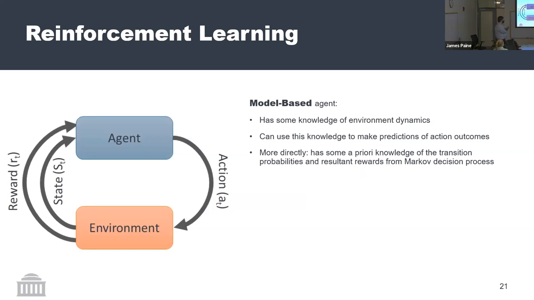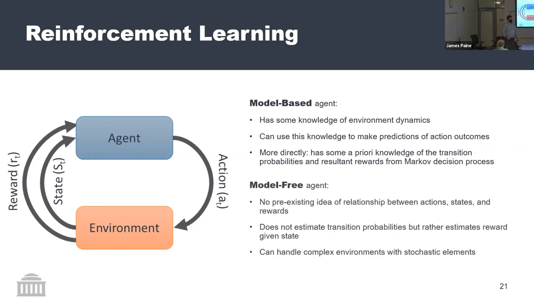Additionally, the model-based agent. When I talk about the idea of model versus model-free, these slides I think still apply, but I think now I need to go back and revisit some of my framing around the earlier parts. The model-based agent has some knowledge of its environmental dynamics. It might have some ability to predict the outcome based upon the action it's taking and thus cut down its action space. And actually right there, it has a priori some knowledge about the transition probabilities within your overarching Markov decision process. Versus a model-free agent, you have no pre-existing knowledge of the shape of that space. You don't know what your transition states are. And same thing, it doesn't necessarily estimate the probabilities, but rather estimates rewards given your states.